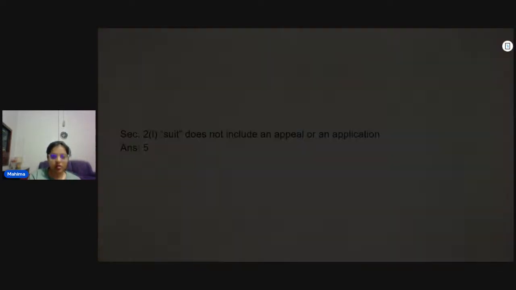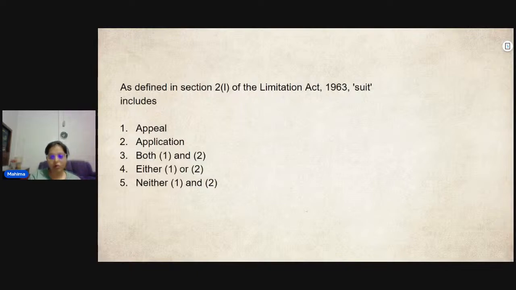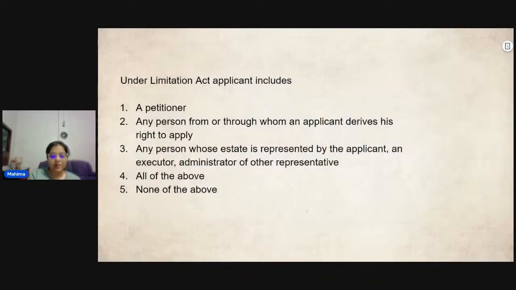It neither includes appeal nor application. Yes. Under the Limitation Act, the applicant includes a petitioner, any person from or through whom an applicant derives his right to apply, any person whose estate is represented by the applicant, an executor, administrator, or other representative. All of the above, none of the above. Applicant.